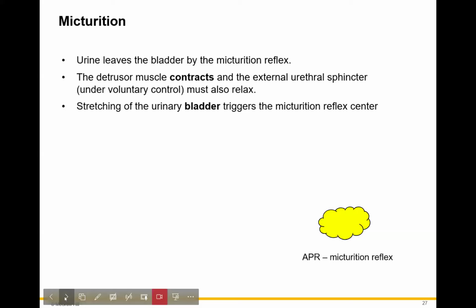Okay, there we go. Right, so that's a micturition reflex. So the detrusor muscle is the muscle within the bladder. So that contracts, and the external urethral sphincter must also relax. So you can override the reflex and keep it contracted. It's the stretching of the bladder, right, that's going to send nerve impulses to trigger the reflex.